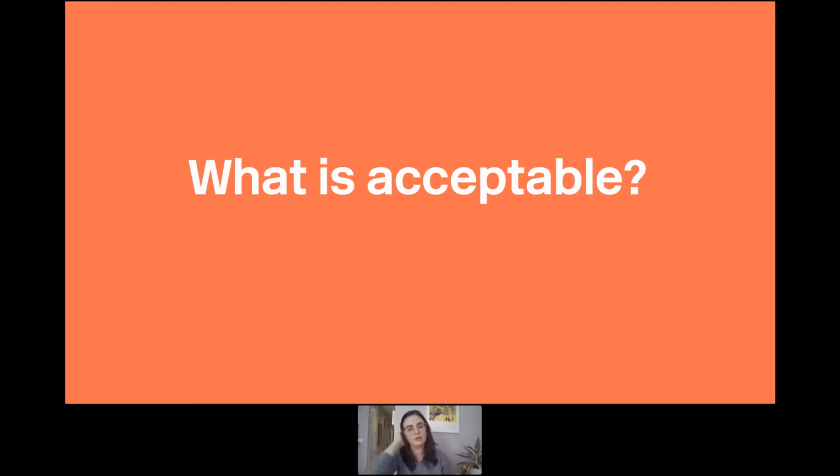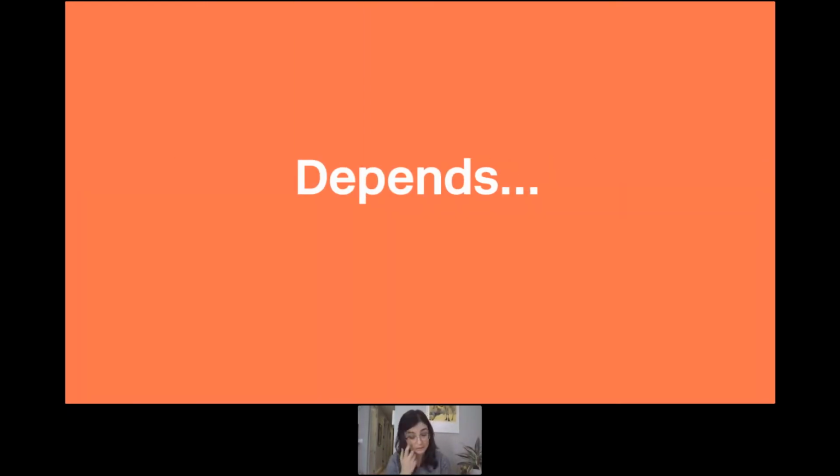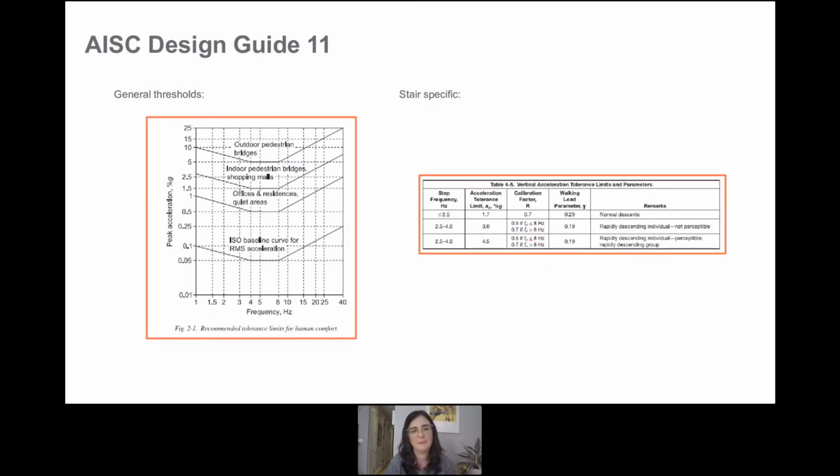So then there's the question of, okay, we've gone through all these steps. We've figured out what the vibrational performance is of our structure. How do we know that that's acceptable? And the short answer, again, is it really depends. So basically, vibrational performance is really all about what a human being is able to perceive, right? Because this isn't really an issue of safety. This is really an issue of comfort.